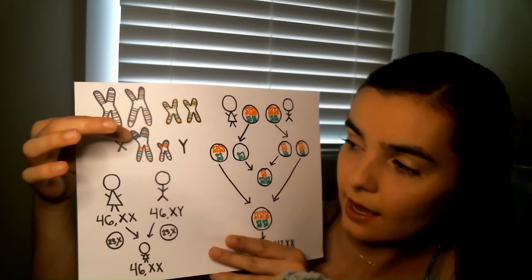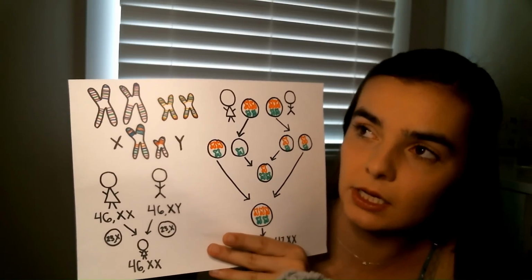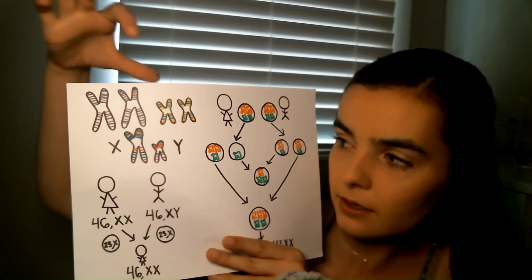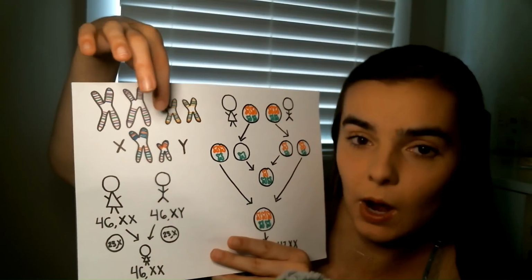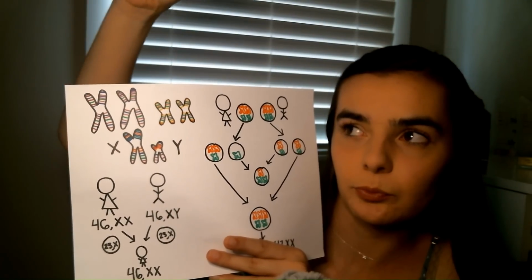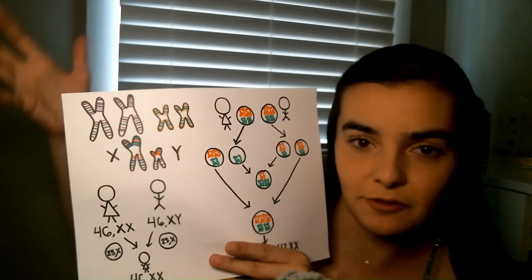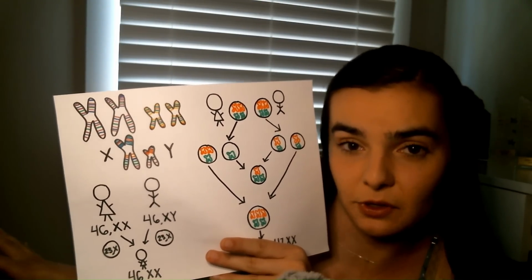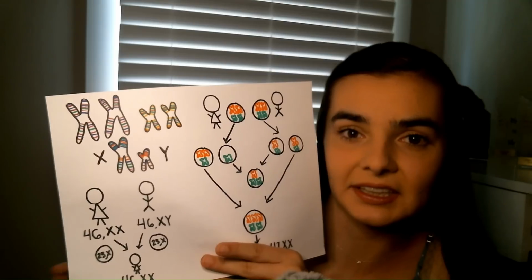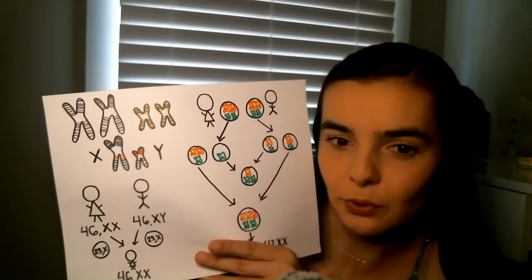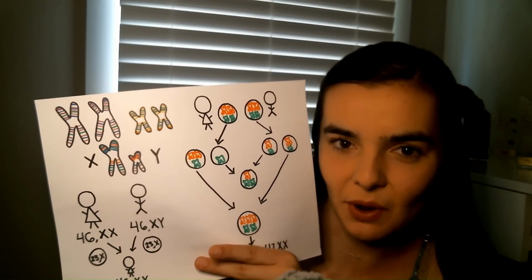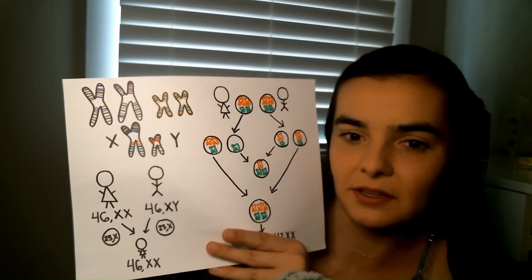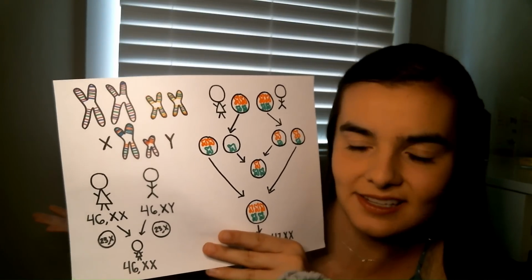Females have 2 X chromosomes, so they get an X from their mother and from their father, and males would have an X and a Y. Because females have 2 X chromosomes, they always pass on an X chromosome to all of their children. You can only pass on what you have. You can't pass on something you don't have. So they're always going to pass on an X, and that's why females and males both get an X.